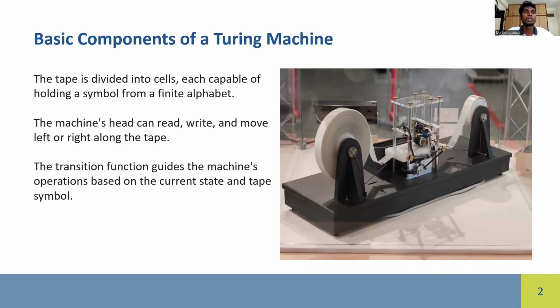Basic components of a Turing machine. The tape is divided into cells, each capable of holding a symbol from a finite alphabet. The machine's head can read, write, and move left or right along the tape. The transition function guides the machine's operations based on the current state and tape symbol.